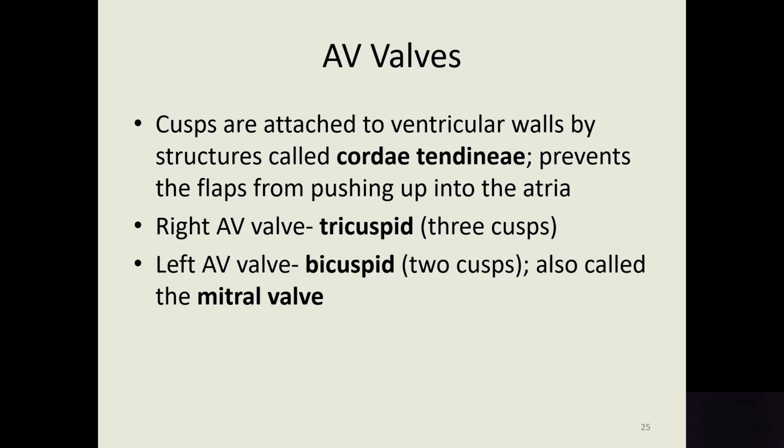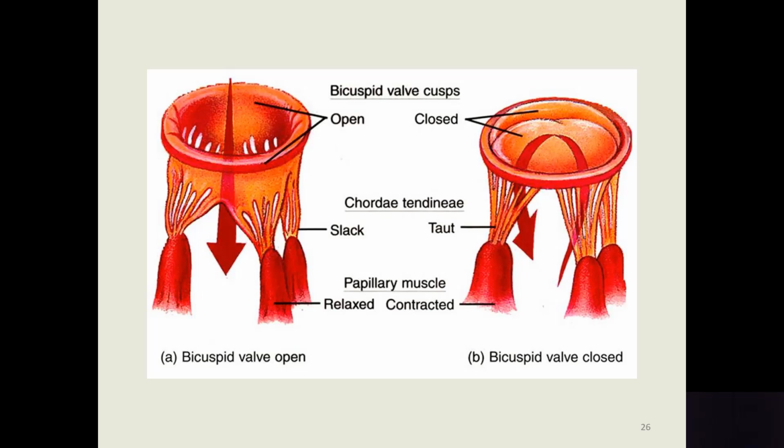The AV valve on the right, between the right atrium and the right ventricle, is called the tricuspid valve because it has three cusps. The left AV valve is called a bicuspid valve because it has two cusps. We also call it a mitral valve. So here's a picture of what the valve looks like.